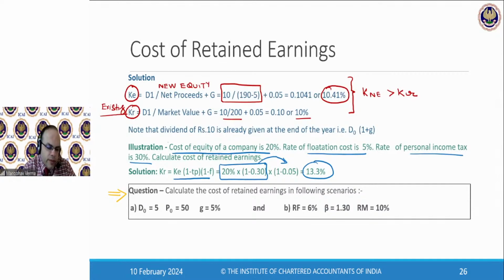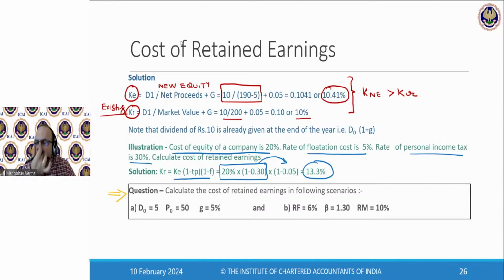Yes, Harish, absolutely. So what should be the cost of retained earnings in scenario A? In scenario A, guys. Can I say that indirectly they're asking you cost of equity as per the dividend growth model or CAPM model? I think that's what the key is.